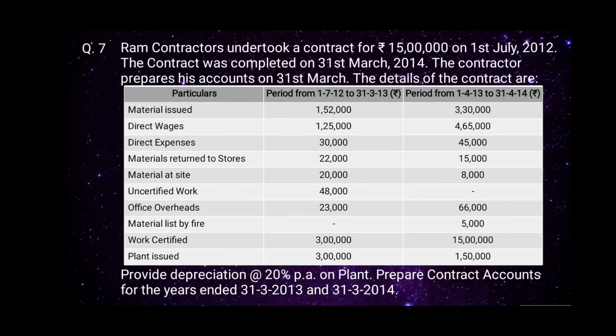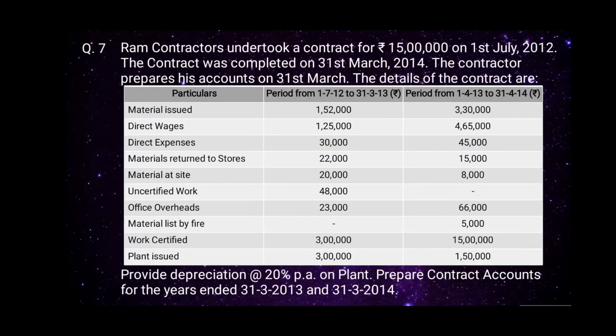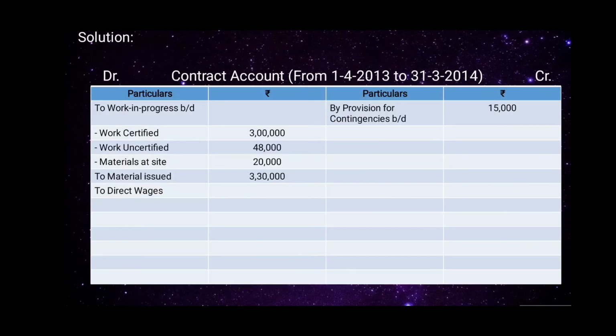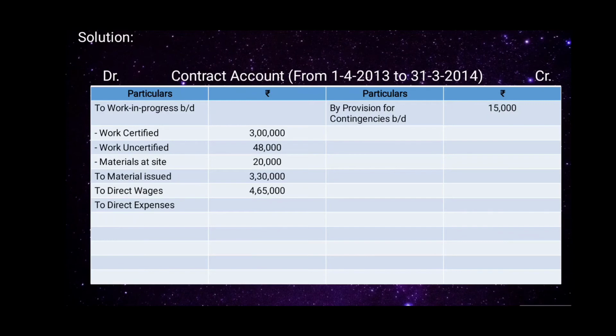Now we'll start recording the expenses. The first expense is materials issued, amount is 3,30,000. So we'll record this on the debit side. To material issued, amount is rupees 3,30,000. Next is direct wages, amount is given as 4,65,000. So we'll record it on the debit side. To direct wages, amount is rupees 4,65,000. Next is direct expenses, amount is 45,000. So we'll record it on the debit side. To direct expenses, amount is rupees 45,000.